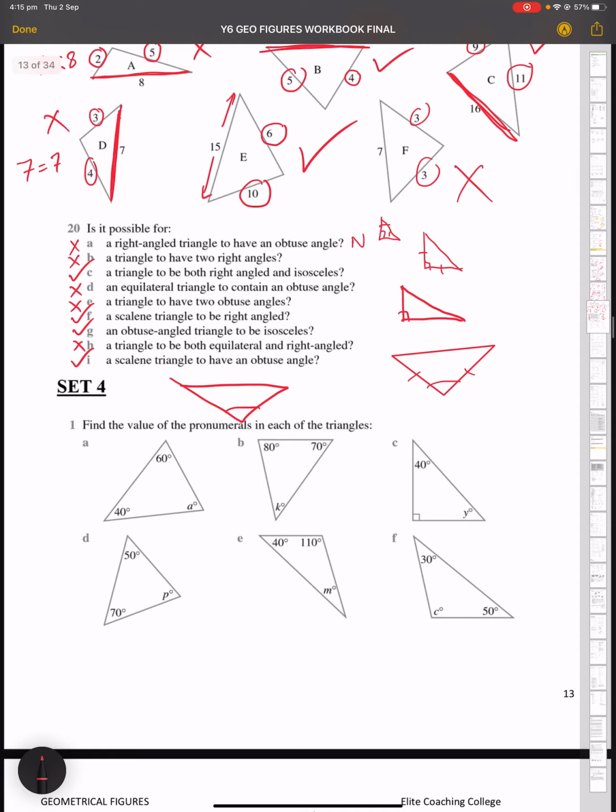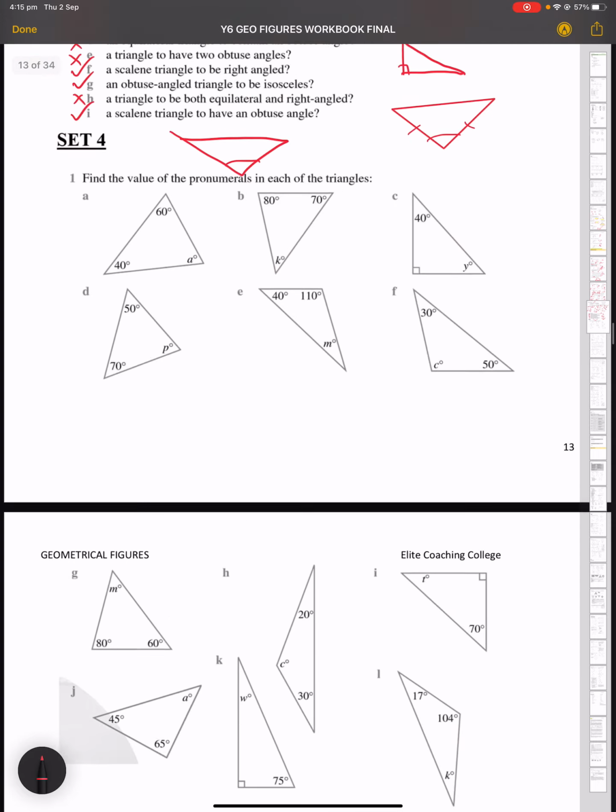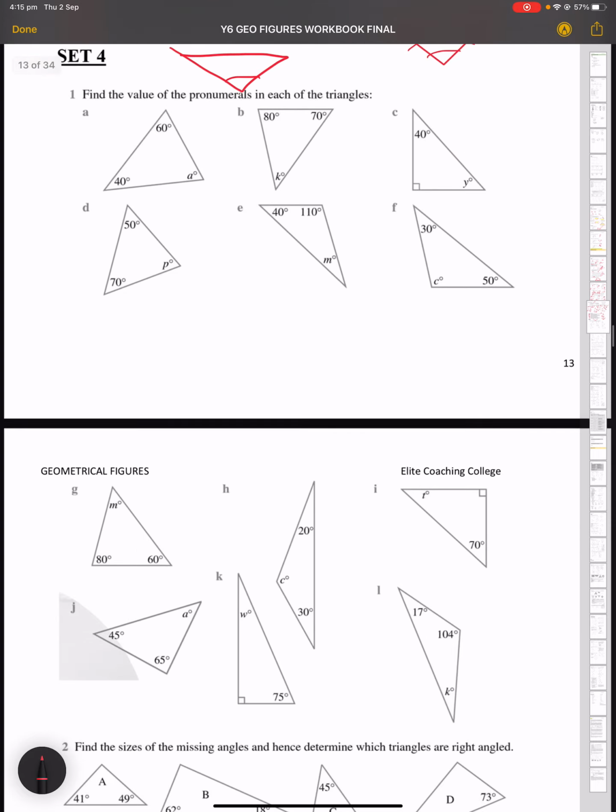Okay, the rest of them you can do by yourself. This is set 4 for homework. So, okay. Hope that helps.